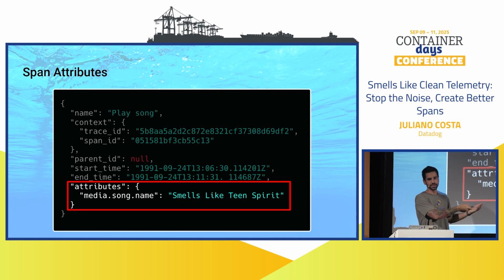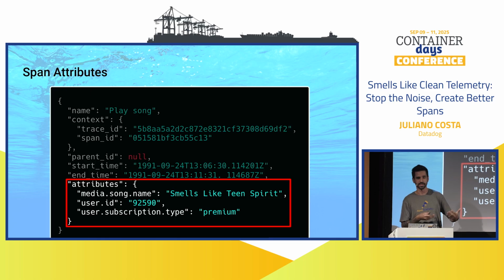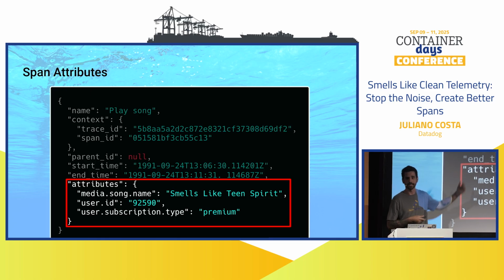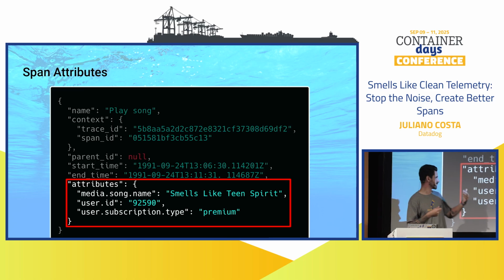Now, answering the question, we can take advantage of the attributes and add more context to the span. For instance, the user ID that is playing this song, the user subscription type, for instance, here, premium. So whenever there is an issue with a specific user, we could simply use our tools to query for all the transactions containing that user ID or all transactions containing subscription type premium. So then it's easy to navigate all the data that you receive.